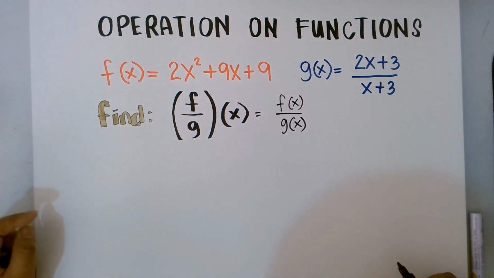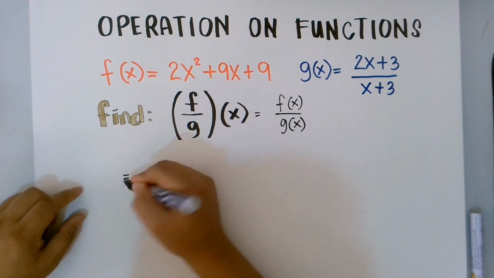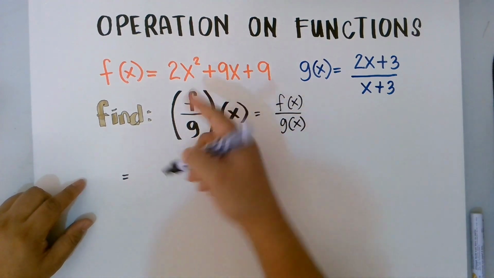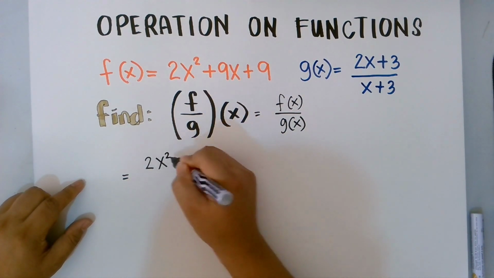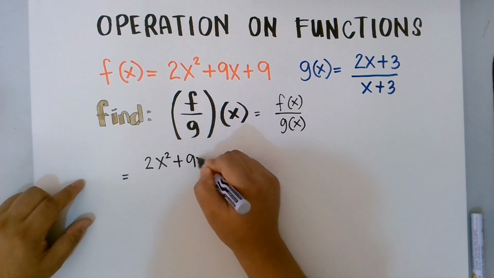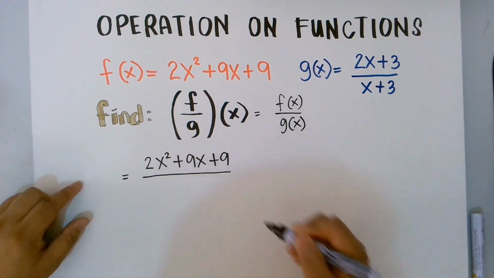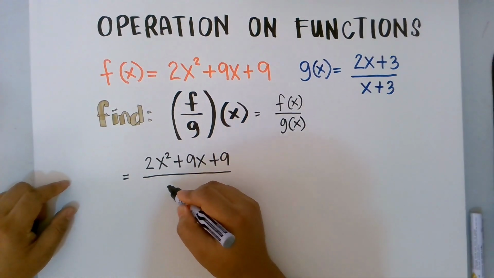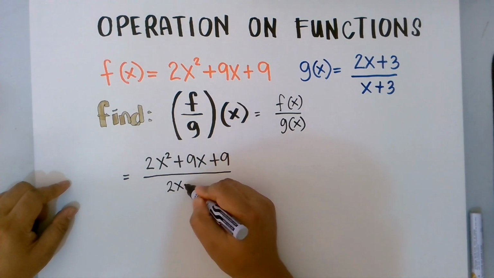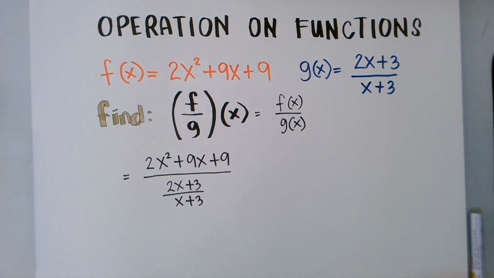Now, let's just substitute the given function. So, for our f of x, that is 2x squared plus 9x plus 9. Okay? And for our g of x, which is actually the denominator, is the rational one, the 2x plus 3 over x plus 3. So, this part is a bit challenging, no?